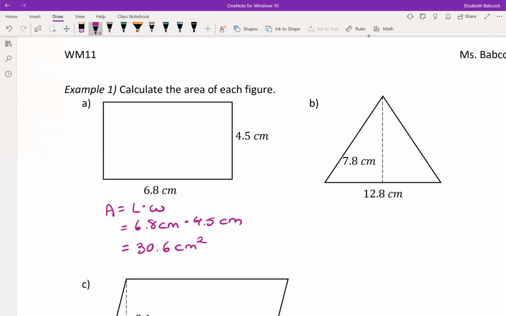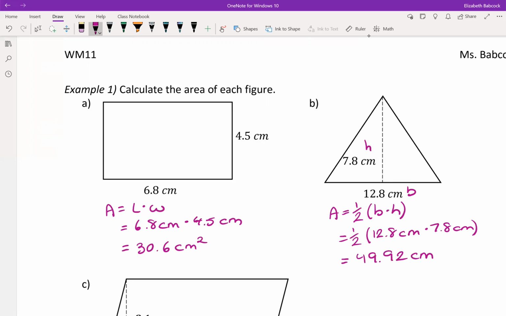B is a triangle, so the formula for area of a triangle is 1/2 base times height. So this is base, this is height. So we end up with 1/2 times 12.8 centimeters times 7.8 centimeters. We end up with an answer of 49.92 centimeters squared. A good rule of thumb is to take 2 decimal places if the decimal keeps going.